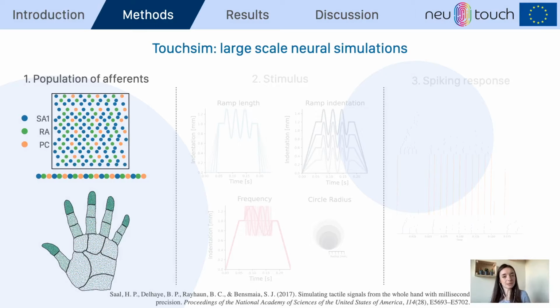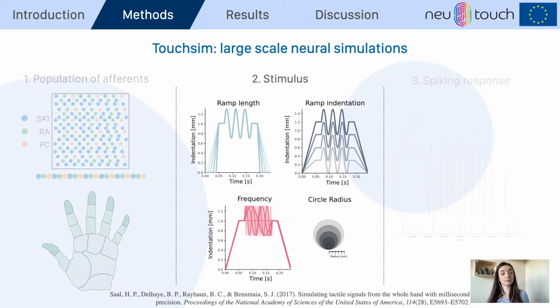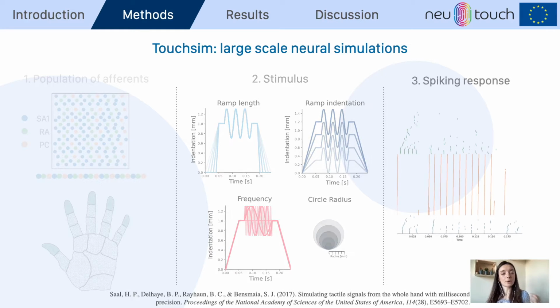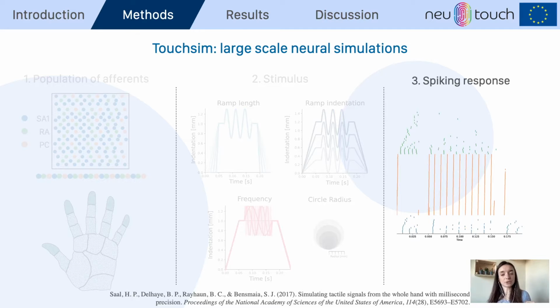To overcome the impossibility of measuring the whole population of afferents simultaneously, we use TouchSim. TouchSim is a simulator of the spiking activity of human tactile afferents with millisecond precision. With this simulator, we generated the activity of afferents distributed over a line to understand the role of populations regardless of the shape of the end. Our stimulation consisted of a circle indented in the origin of the line. We varied four features, which are the ramp length, the ramp indentation, the frequency of the sinusoid, and the circle radius. We obtained a spike train for each afferent in the population.